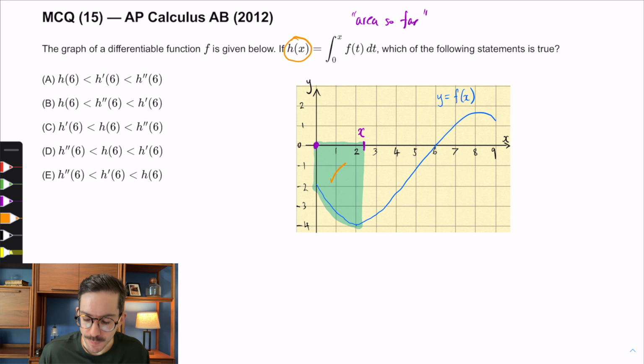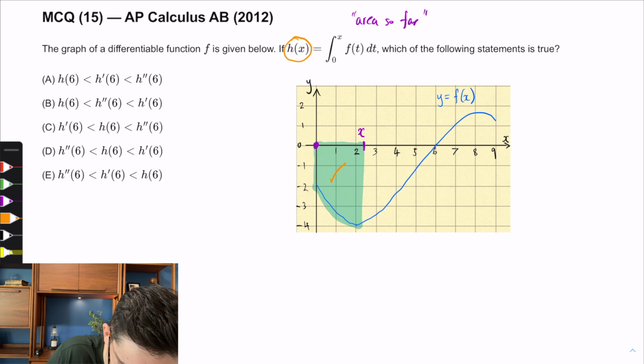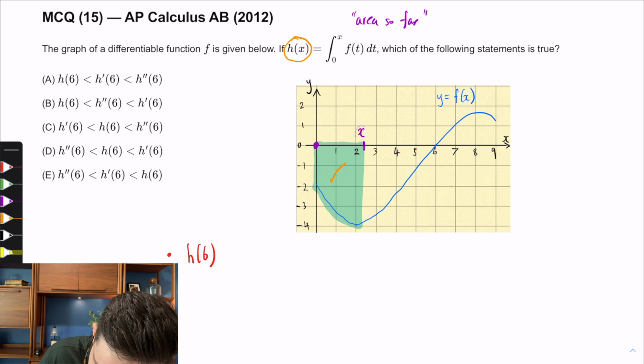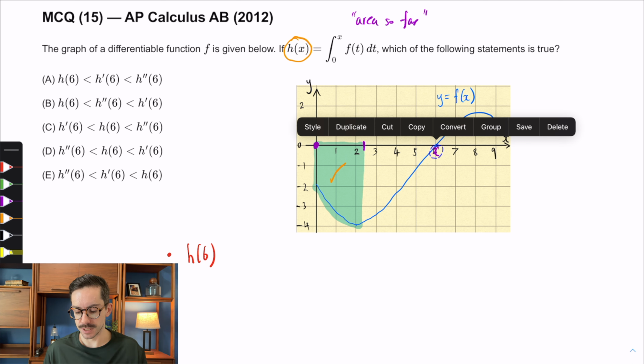Okay. And we've been asked to figure out the relationship between h of 6, h prime of 6, and h double prime of 6. So first and second derivatives all over the place at x equals 6. So first things first, let's think about h of 6. When I plug x equals 6 into h, I'm going to move this x all the way over here to be x equals 6.